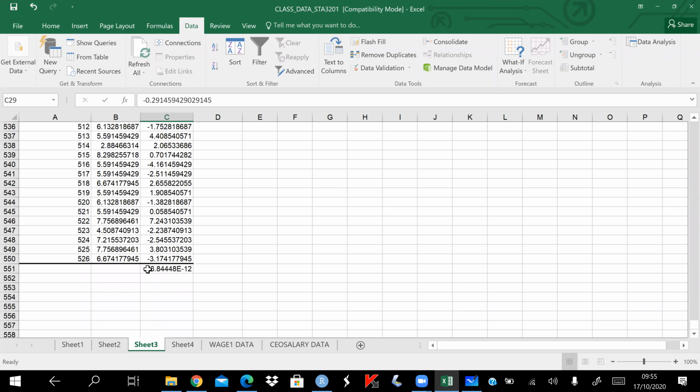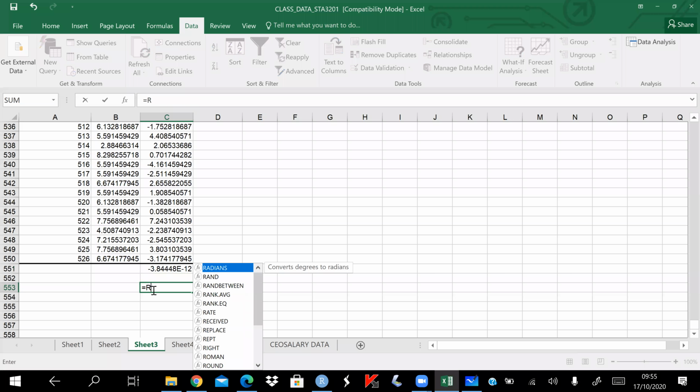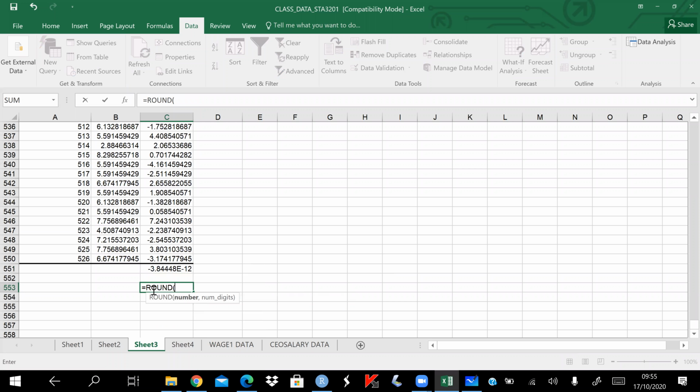So you saw in our case, this is the value we got when you sum the errors, which after rounding off, if you round this value to 3, 4, or 5 decimal places, you will get 0. So that's one of the properties of the OLS: when you sum the residuals, you will always get 0. The OLS residuals will always sum to 0.